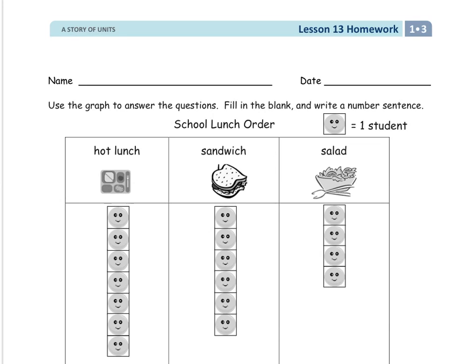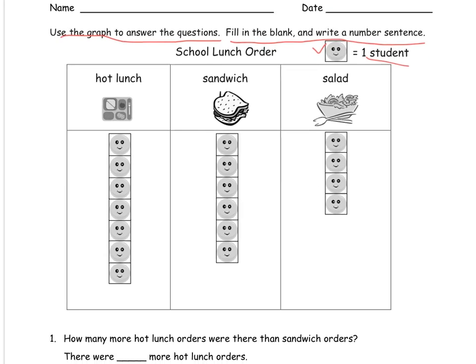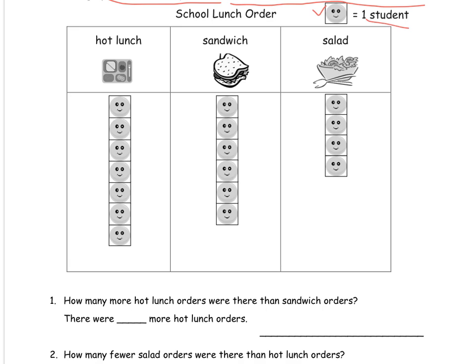The directions say, use the graph to answer the questions. Fill in the blank and write the number sentence. So I see that my key here, for every one of these, I have one student. So when I'm reading my graph down here, I can count and put the number down below to help me out with that, or I can count each time.